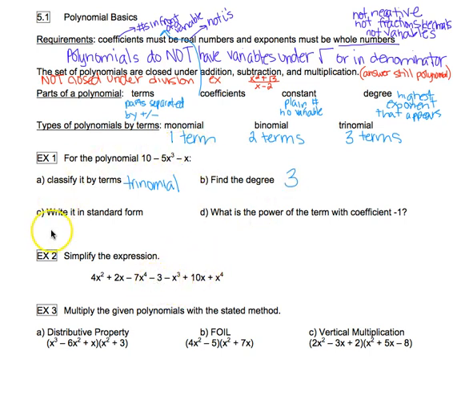Write it in standard form. So standard form is ordered from highest to lowest exponent.